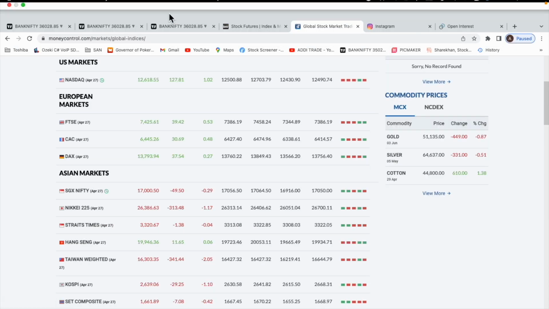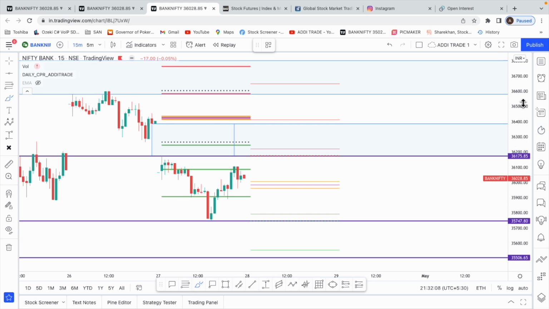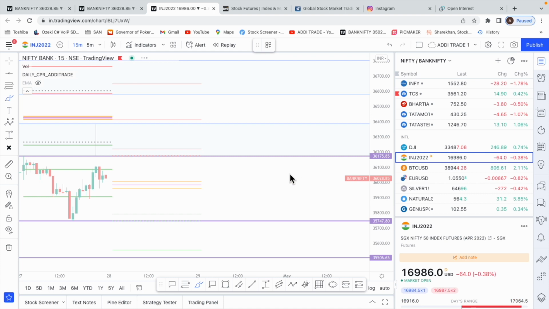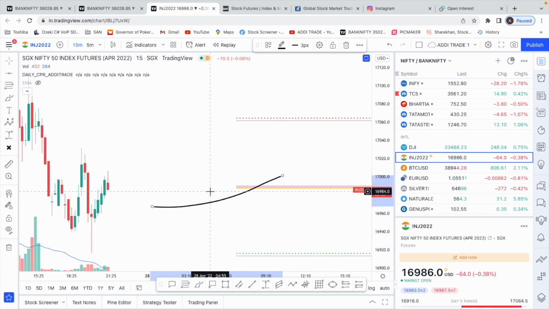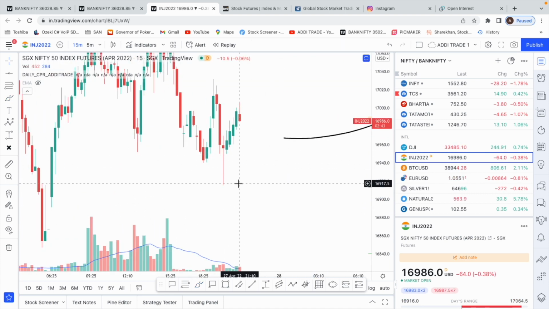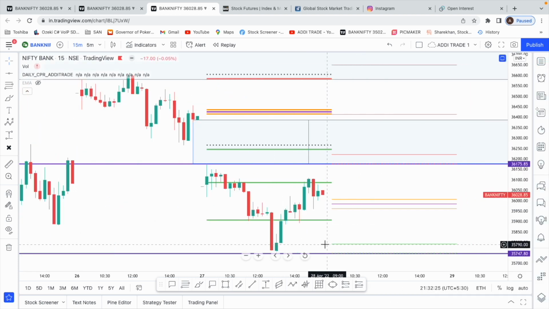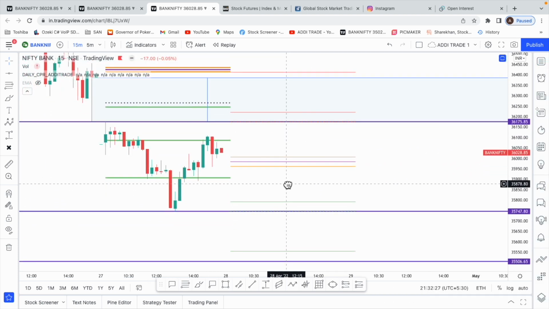Let me just show the SGX Nifty chart. See, we did get this big dip. We were about 160 or 170 points down. We have recovered. So we'll have to see how we're going to open. That will be known only in the morning. So let's just look at a few scenarios in Bank Nifty.